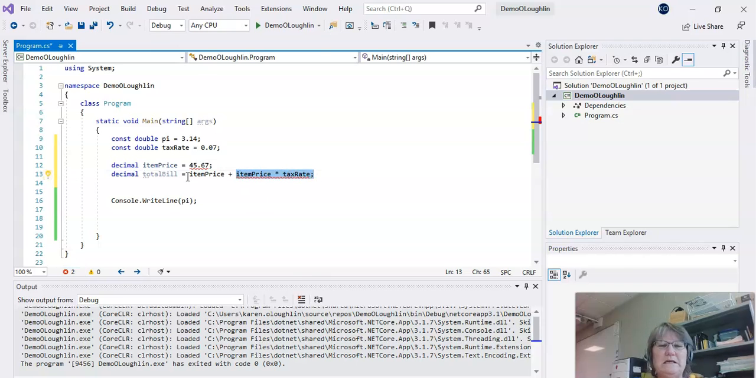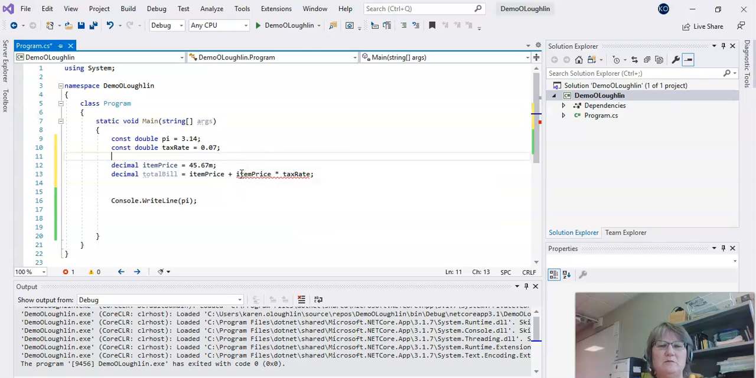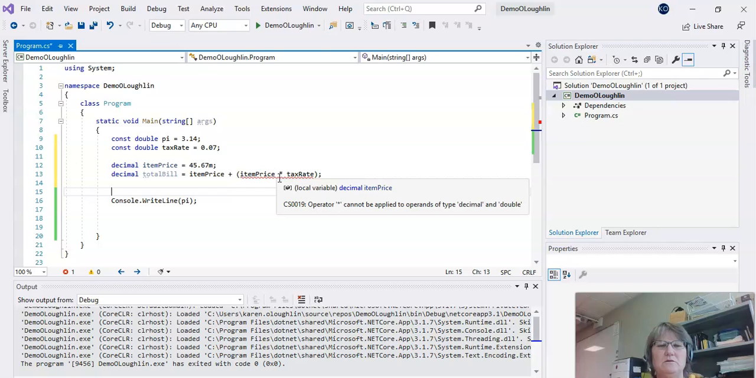It is yelling at me because I forgot that on a decimal I have to put an M after the value in order to change it to a decimal data type. And then it's also not liking something here. So did I type something wrong? Or I am going to put parens around this to see if it likes that. To clean this up a little bit, let's see what it says.